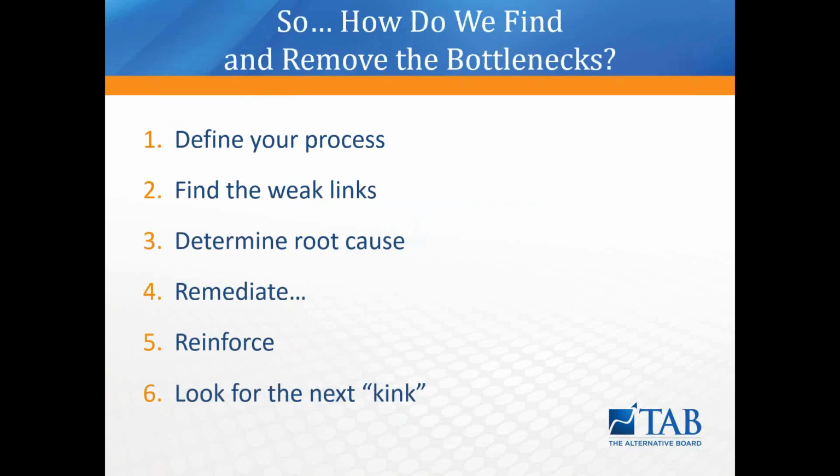And then the question becomes, so Bob, how do we do this? So what I'm going to be talking to you today is 6 steps, which basically make sure that we find our process. In other words, find the problem and determine what it is before you start to fix it. So if we can define the process and then look for the weak links in that process, we can then look for the root cause of those weak links. We can remediate or fix the process, reinforce it, and then we can look for the next kink.